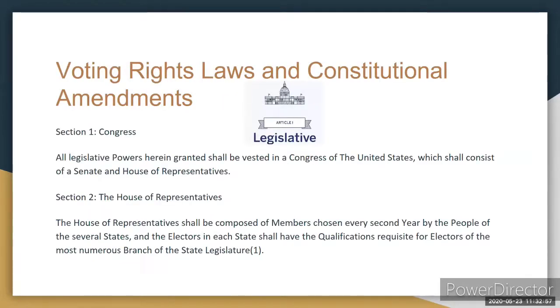Voting rights laws and constitutional amendments. The US election laws date back to Article 1 of the Constitution. This gave the states the responsibility of overseeing federal elections. Many constitutional amendments and federal laws to protect voting rights have been passed since then.